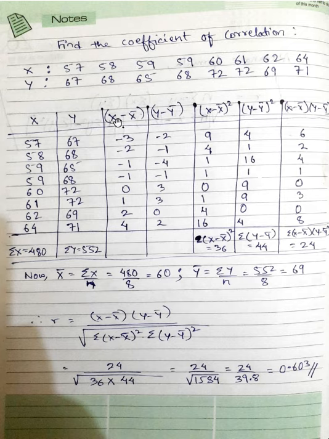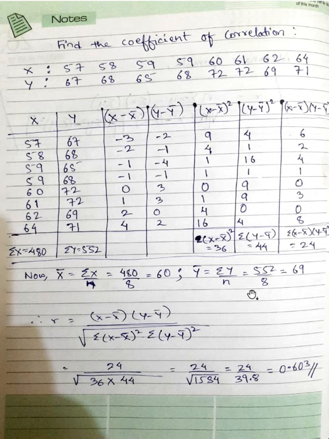What do we do? X minus x bar is this minus x bar. X bar is 60. So 57 minus 60 is minus 3. 58 minus 60 is minus 2. 59 minus 60 is minus 1. 59 minus 60 is again minus 1. 60 minus 60 is 0. 61 minus 60 is 1. 62 minus 60 is 2. 64 minus 60 is 4. So we got x minus x bar.